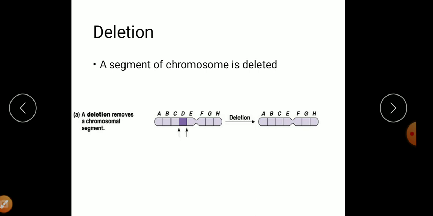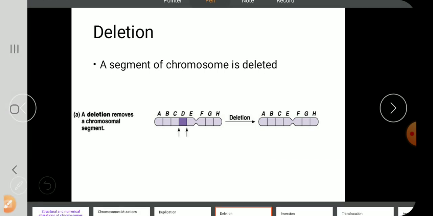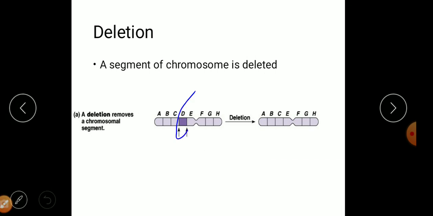The second type of chromosomal alteration is deletion, where a segment of a chromosome is deleted. You can see in this example, the D part of the chromosome gets deleted, and due to deletion you cannot see D in this altered chromosome. So this is on another chromosome, where deletion removes a chromosomal segment.